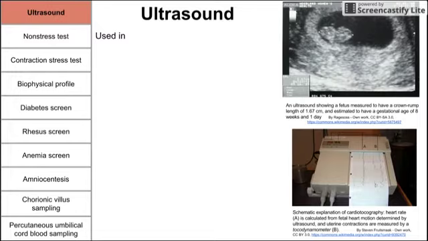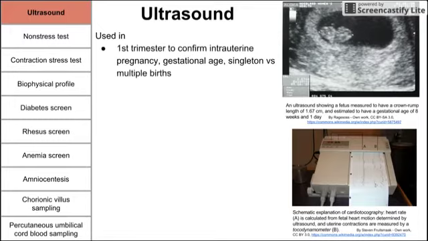Ultrasound is a rather old and well-tested technique that's used in a few other methods listed on the side. It's used in the first trimester to confirm intrauterine pregnancy, as opposed to an ectopic pregnancy or a molar pregnancy. It can also be used in the first trimester to determine gestational age, and to see if you have a singleton or multiple births, meaning twins or triplets.